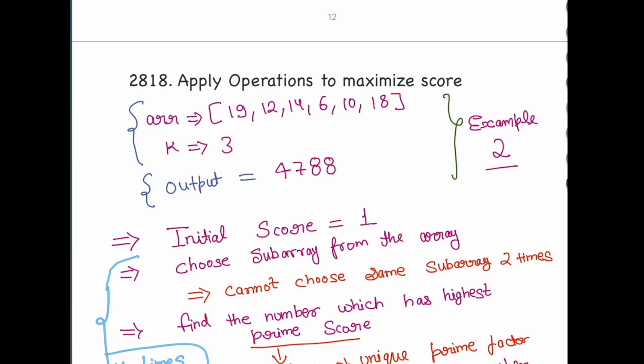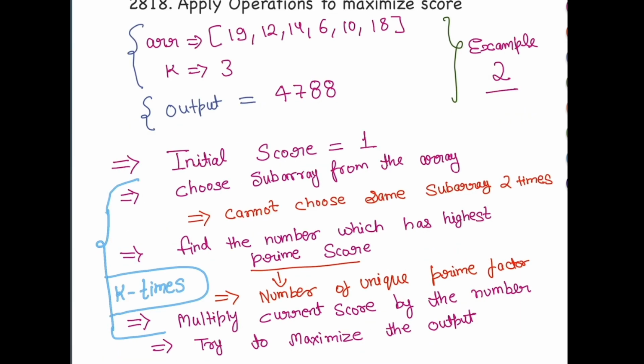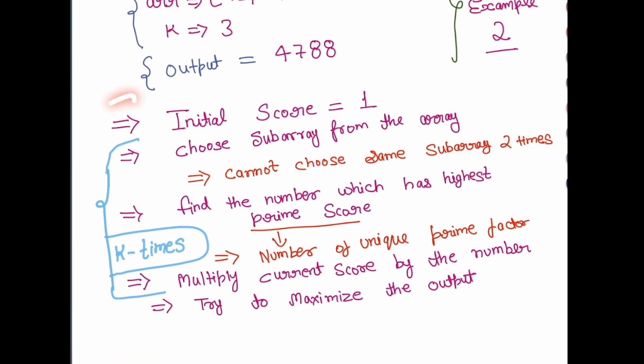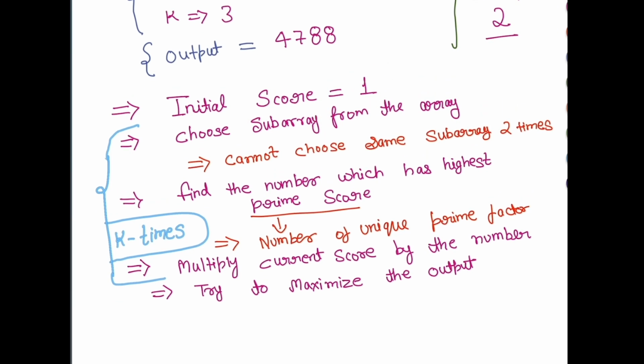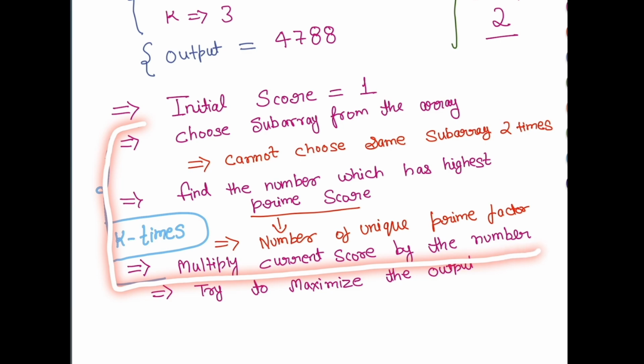In this particular question, we are given two inputs: an array and a number k. We need to give an output, and this output should be the maximum value possible, or we can say the maximum score possible. So how are we going to create the score? We have some rules, some process. Initially our score is going to be 1, and then we need to perform an operation. This is our operation, and we need to perform it k times.